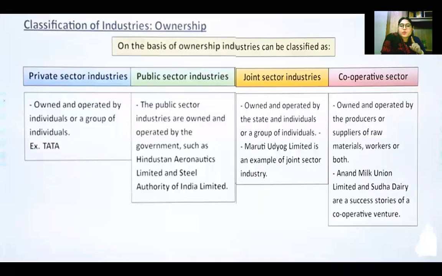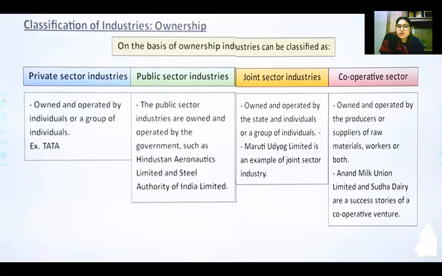That will be owned and operated by the state and the individuals or a group of individuals. Okay, joint sector is the combination of private plus public. Here, if the state feels that in this industry it wants to give one department or some shares of the industry to some individual, then the government can give, and that will come under joint sector industries. Now, an example is Maruti Udyog Limited.